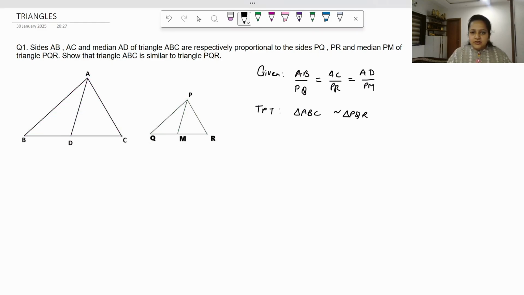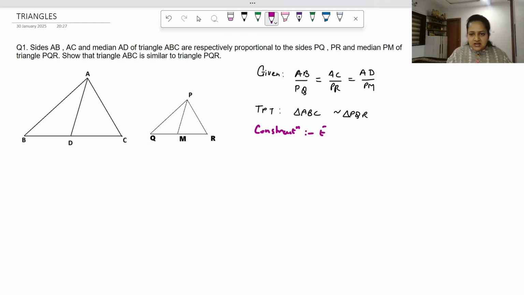I hope the question is understood. It is a very important question from the textbook itself, children. So we need to pay attention to this question. Do not forget to revise this question before your exams. Okay. To prove this, we all know we need to do a construction over here. It is a very important construction. We cannot do this question without doing the construction.